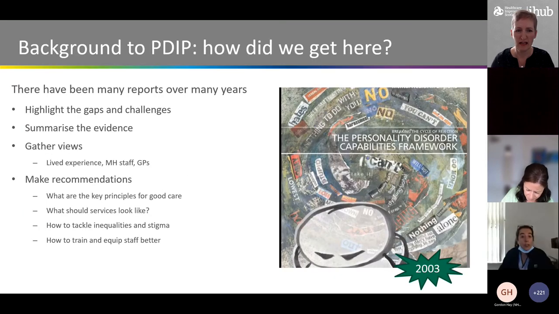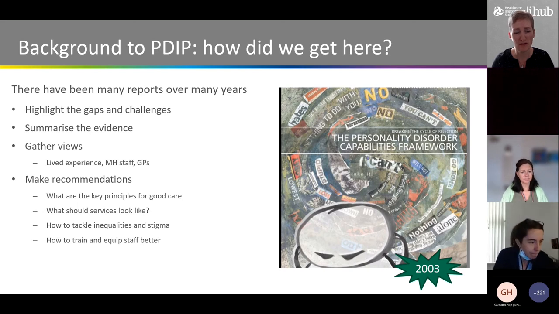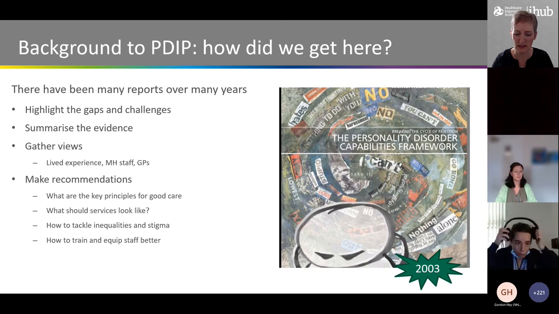I thought I'll just highlight a few bits of history. If we dive right back to 2003, there were a couple of reports published in England, this one, Personality Disorder Capabilities Framework, which really got at what the qualities and capabilities required in staff are to support people well with this diagnosis. How do we train staff? How do we meet the needs of people who present to our services? And that led on to a big training programme, the KUF training programme that I'll mention.